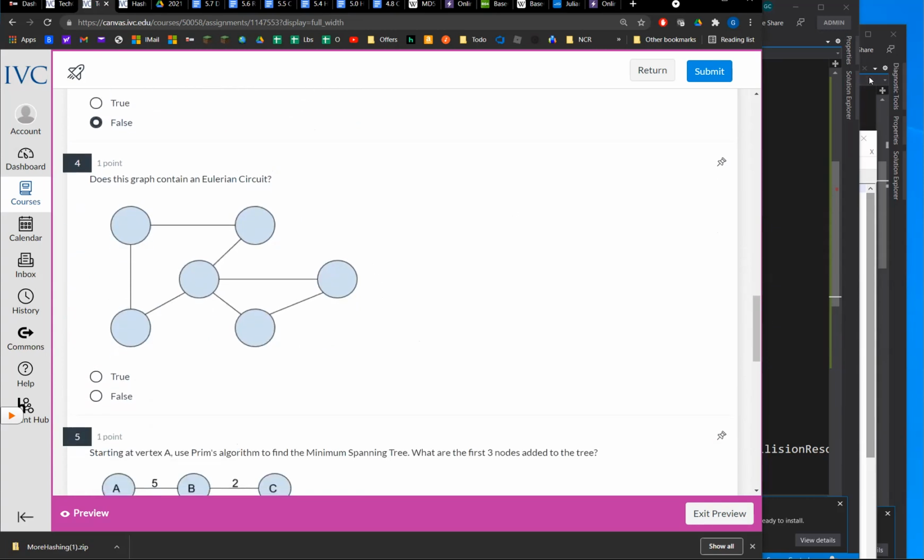Euler's is easier to find out. We just look at the numbers. That's 2, that's 2, that's 2, 4, 2 and 2. Everyone's even, so we have our Eulerian circuit.